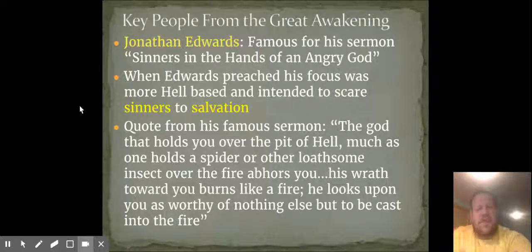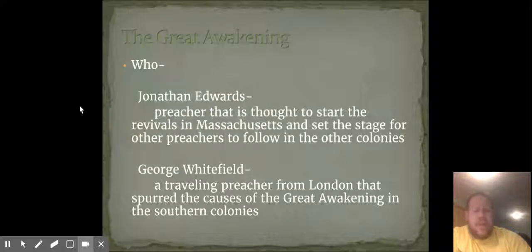So he says things like, "The God that holds you over the pit of hell, much as one holds a spider, a loathsome insect, over the fire, abhors you. His wrath toward you burns like fire. You are worthy of nothing else but to be cast into the fire." So in a way, they're trying to scare people in this Great Awakening into being good people, at the hands of an angry God.